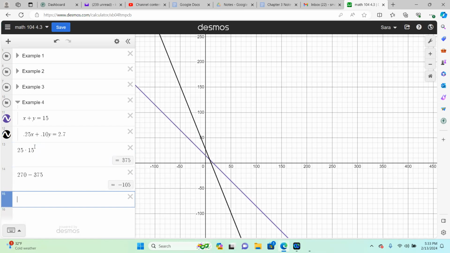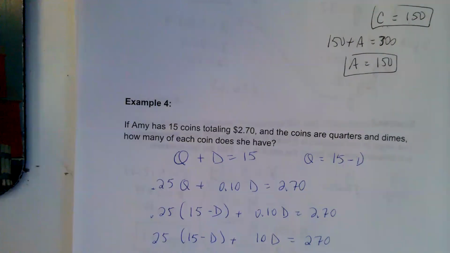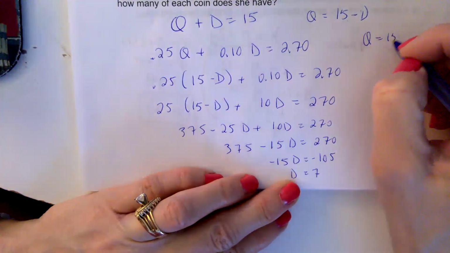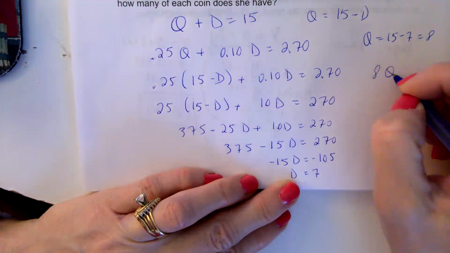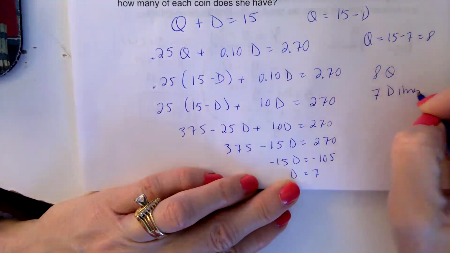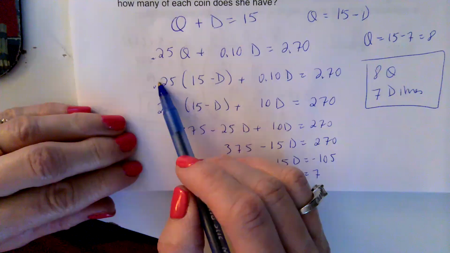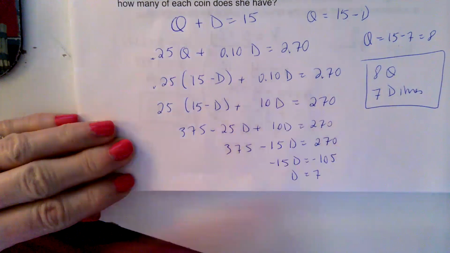And if I divide both sides by a negative 15, we get dimes is 7. I get that there are 7 dimes. That means that there are 8 quarters. So 7 dimes and 8 quarters. So I distributed through here once. I just multiplied by 100 to eliminate the decimals.